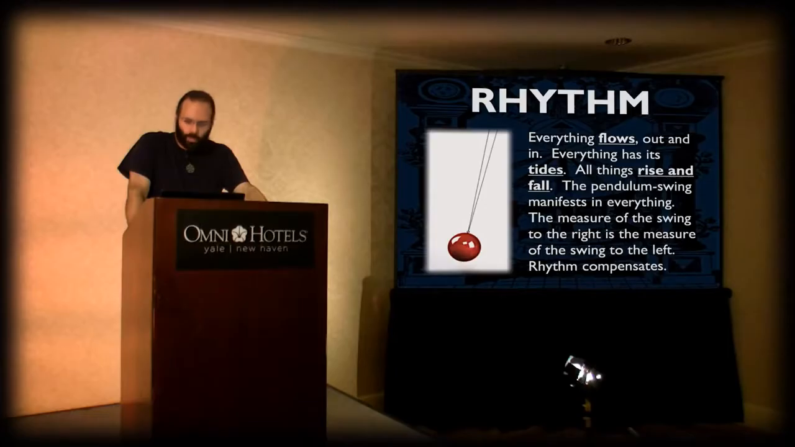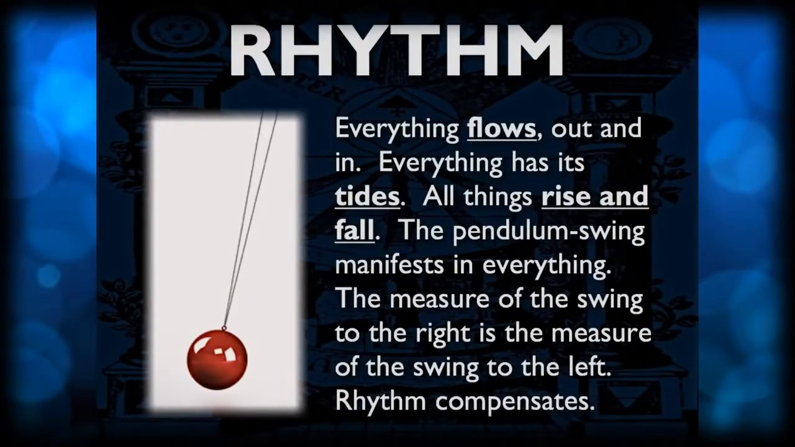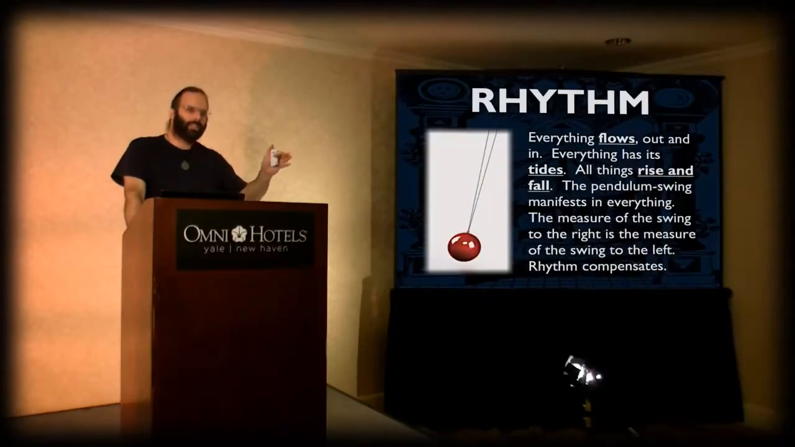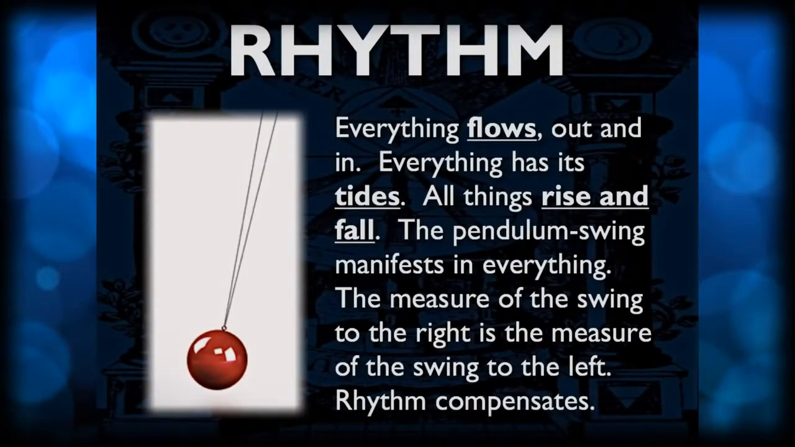Let's look at the principle of rhythm. Everything flows out and in. Everything has its tides. All things rise and fall. Okay, so everything has a rhythm to it or a swing to it. There's tendencies that exist in energy. The pendulum swing manifests in everything that we undergo, everything that we perceive. The measure of the swing to the right is the measure of the swing to the left. It's just an opposite. It's perceived as an opposite.